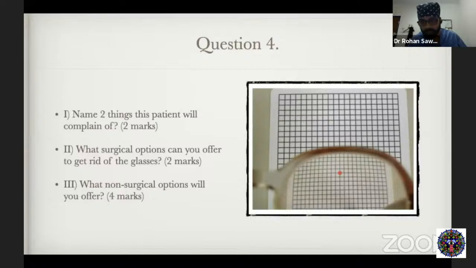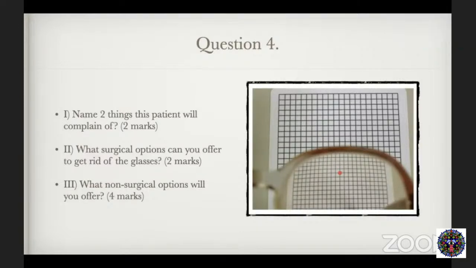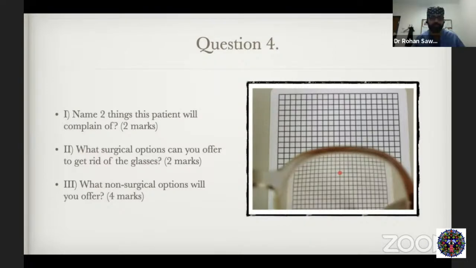It looks like a very, very high myopic to me, based on what is shown in the picture. Refractive surgery, refractive or intraocular refractive surgery. Good. Or a combination of both. That'll fetch you 2 marks. Another, they have asked what non-surgical options will you offer, and they've given more marks for that. Now you need to think.